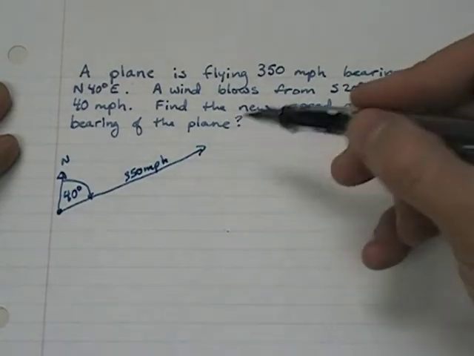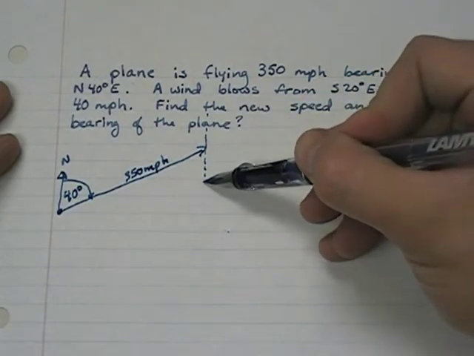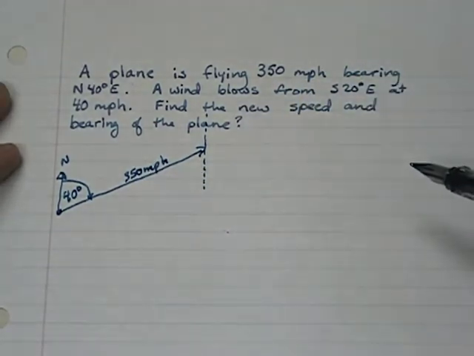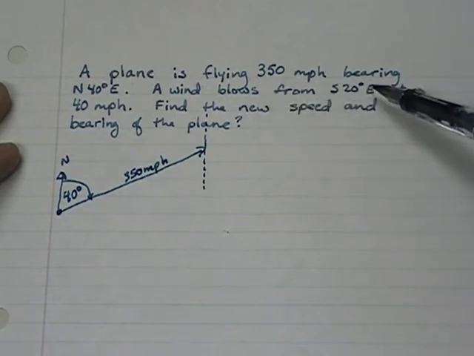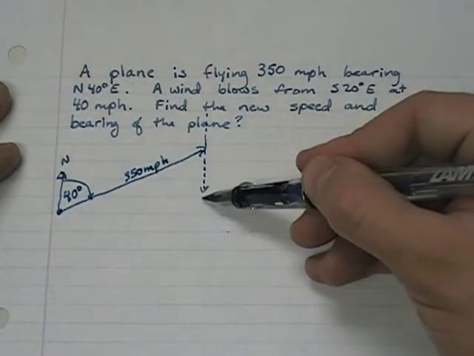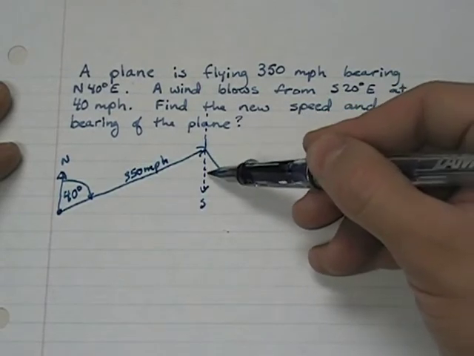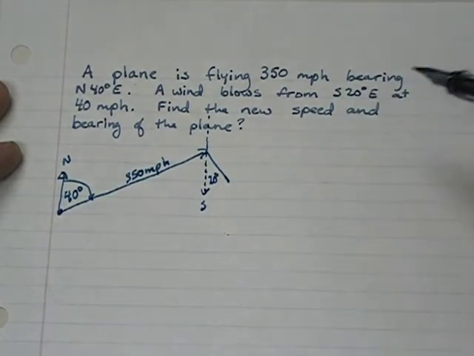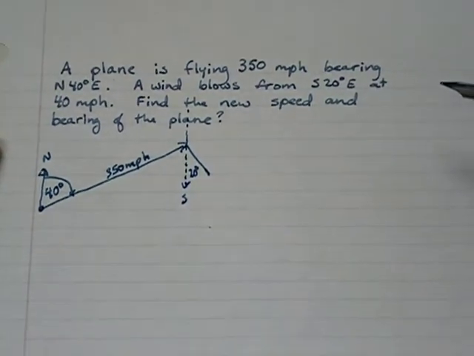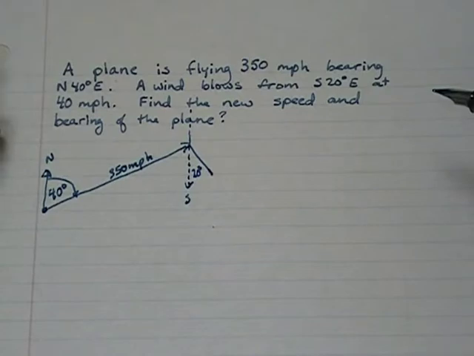And so when I look at this, I say, okay, I'm going to draw a north-south line. And I look at this and it says a wind blows from south 20 degrees east. So I'm going to start at south and I'm going to go 20 degrees towards the east. Okay, 20 degrees towards the east. And that's my wind. And the trick here is it says it is from south 20 east.